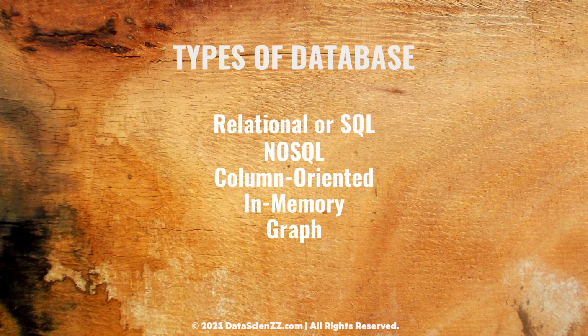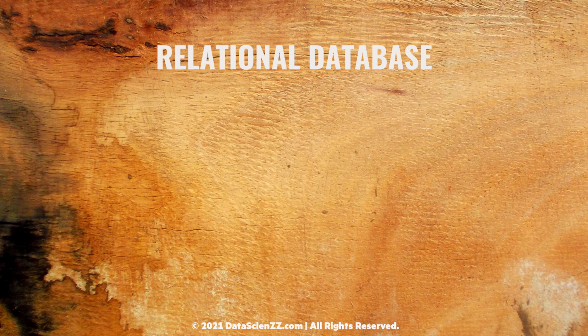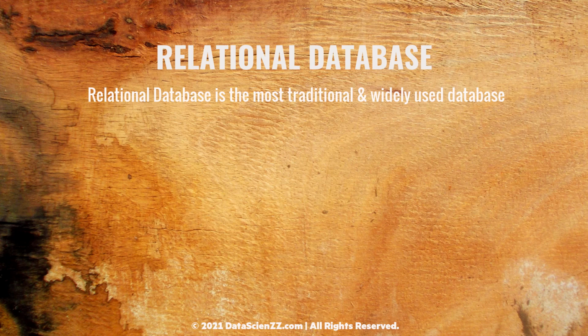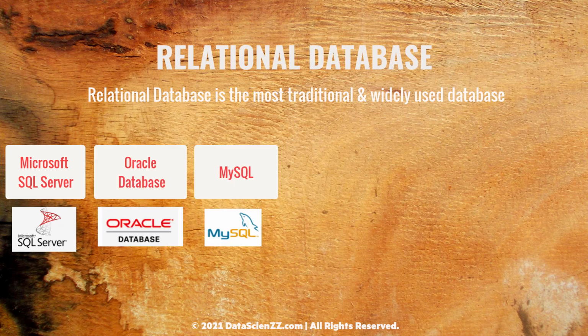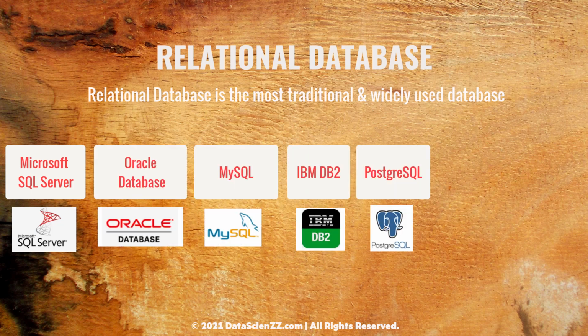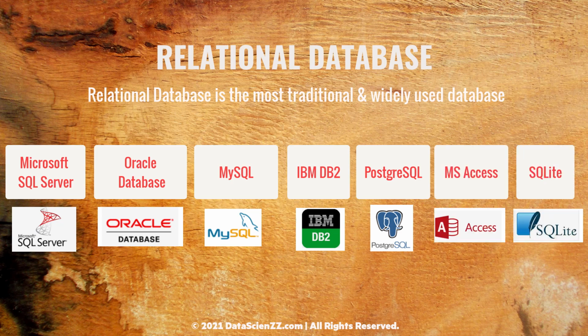Now let's talk about the types of databases. There are several types of databases. Relational or SQL, NoSQL, column-oriented, in-memory, and graph database. We'll start with relational database, which is the most traditional and widely used database. Examples of relational databases include Microsoft SQL Server, Oracle Database, MySQL, IBM DB2, PostgreSQL, MS Access, and SQLite.